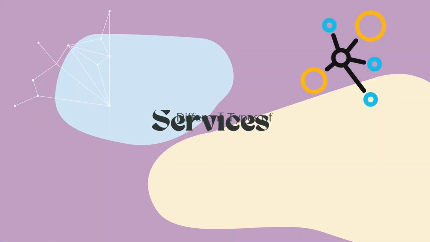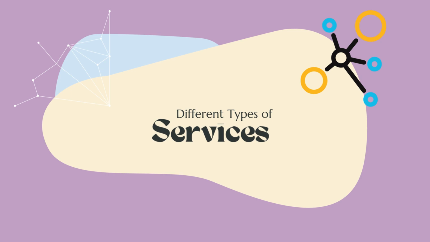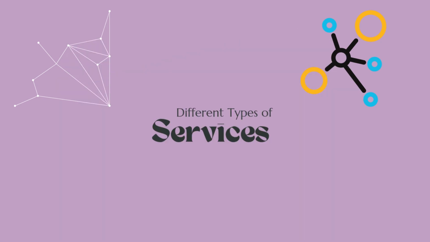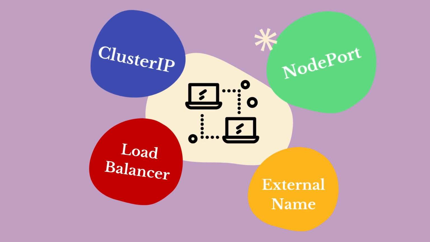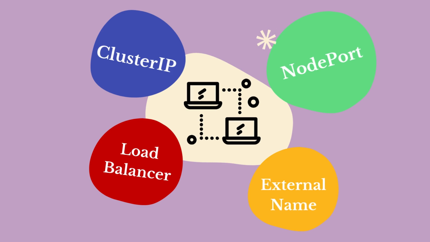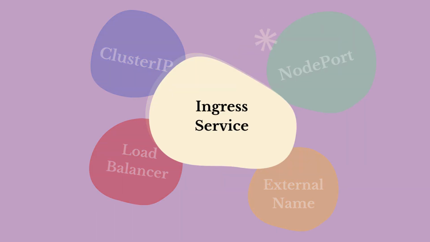Let's now dive into the different types of services Kubernetes offers. There are four core service types: ClusterIP, NodePort, LoadBalancer, and ExternalName. But we also have a special type called Ingress. We will go through each one in detail.